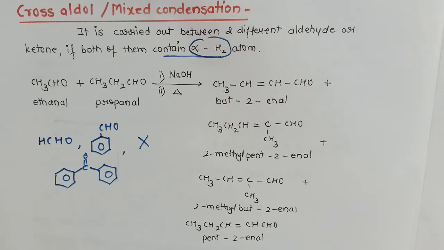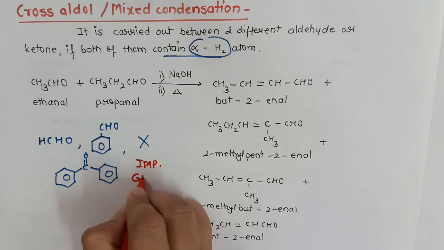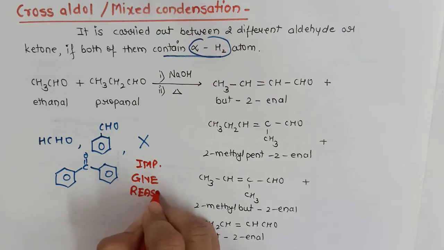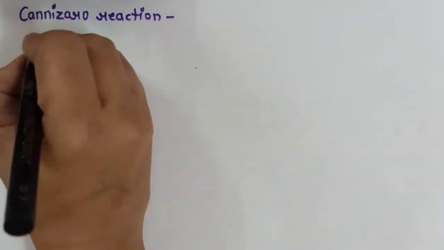Now this is again your important give reason question: why do these compounds not show aldol condensation reaction? The answer is very simple, absence of alpha hydrogen atom. Then which kind of reaction do they show? They do show a different kind of reaction called Cannizzaro reaction. So our next reaction is Cannizzaro reaction.